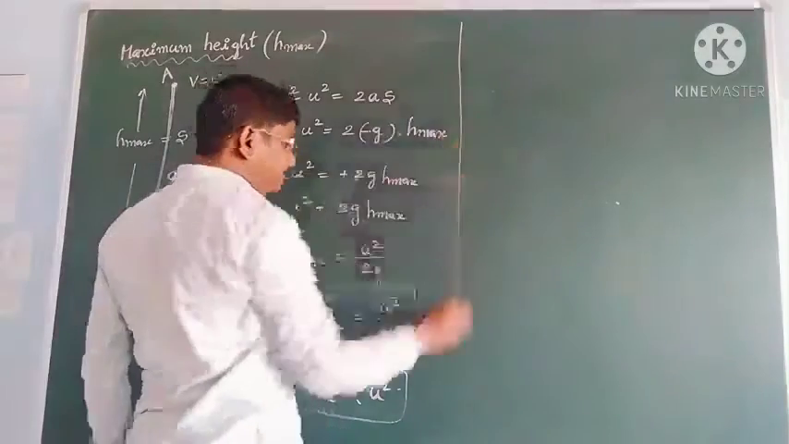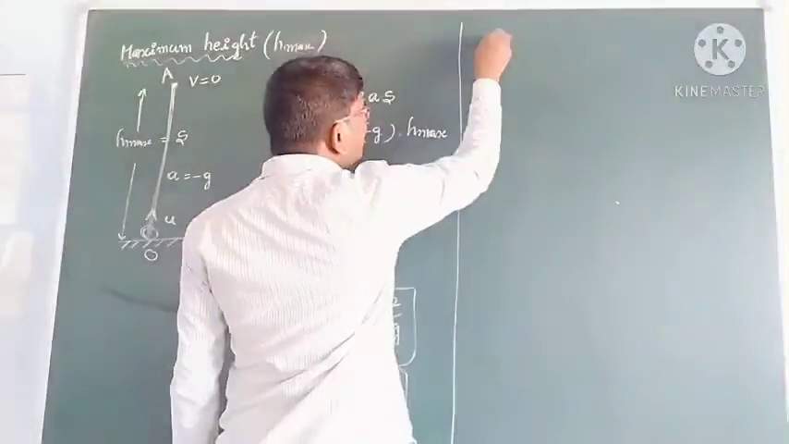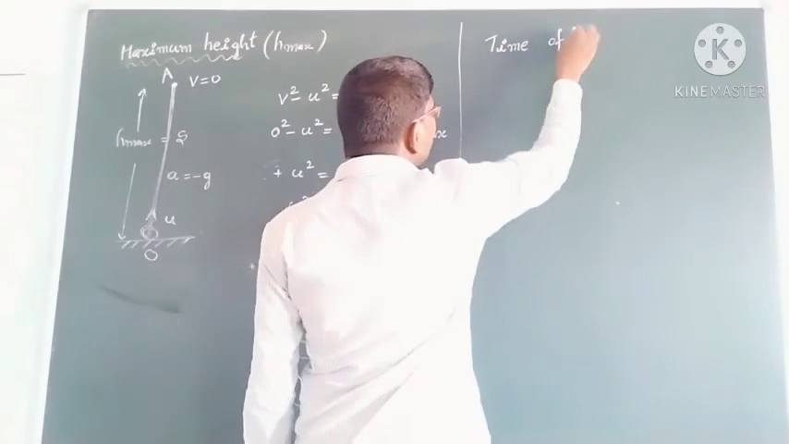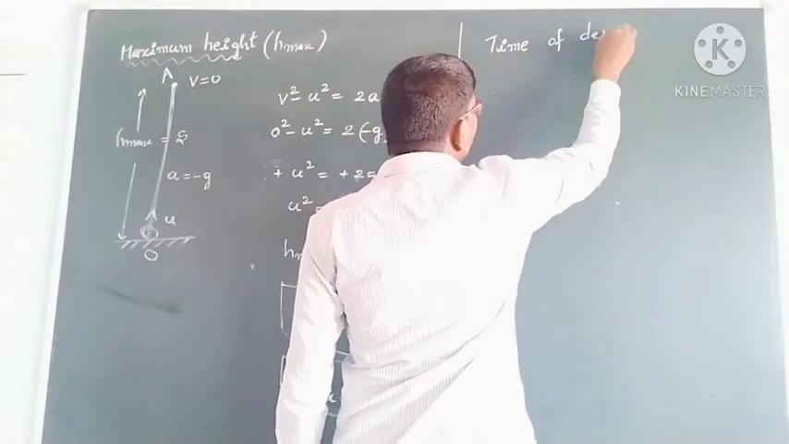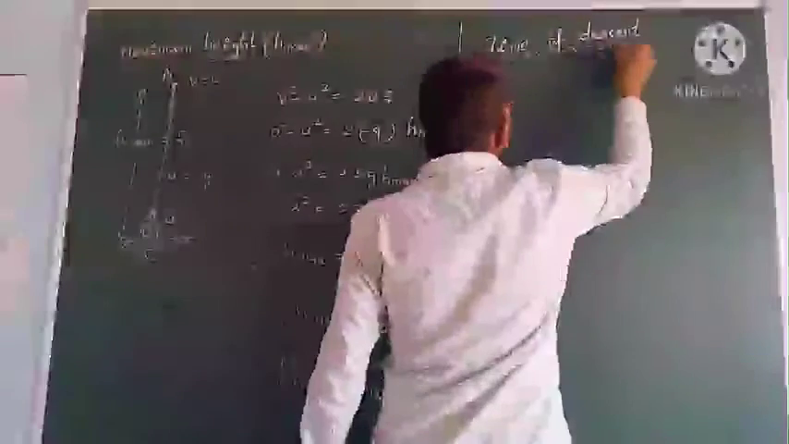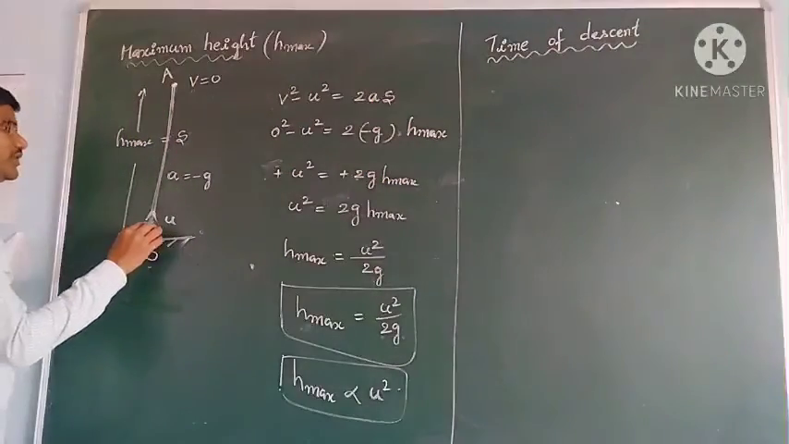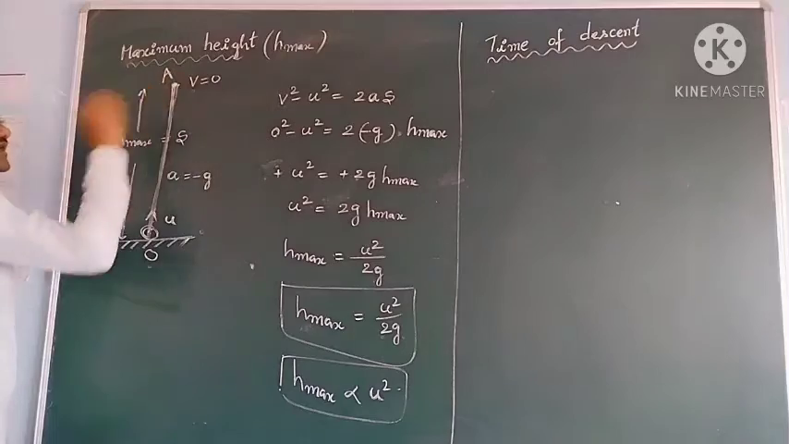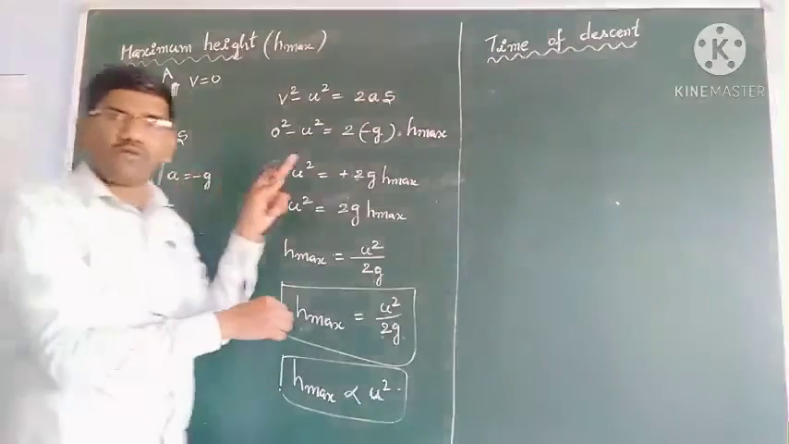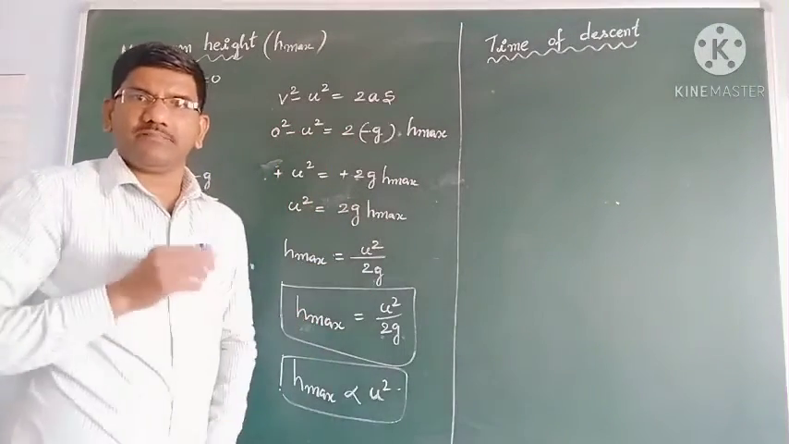Now I want to derive the equation for time of descent. So time taken to return to the same point of projection. See, we have projected from O to A. It does not stay at A. Again, it will come back. So it does not stay there. You know that it will come back.